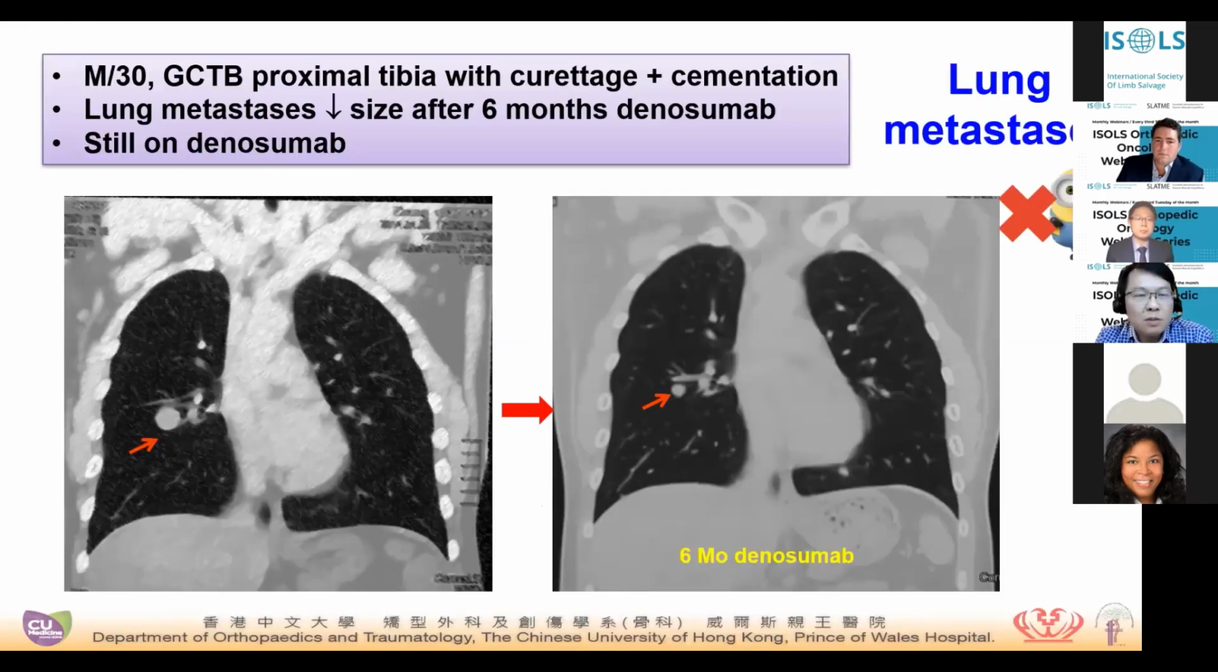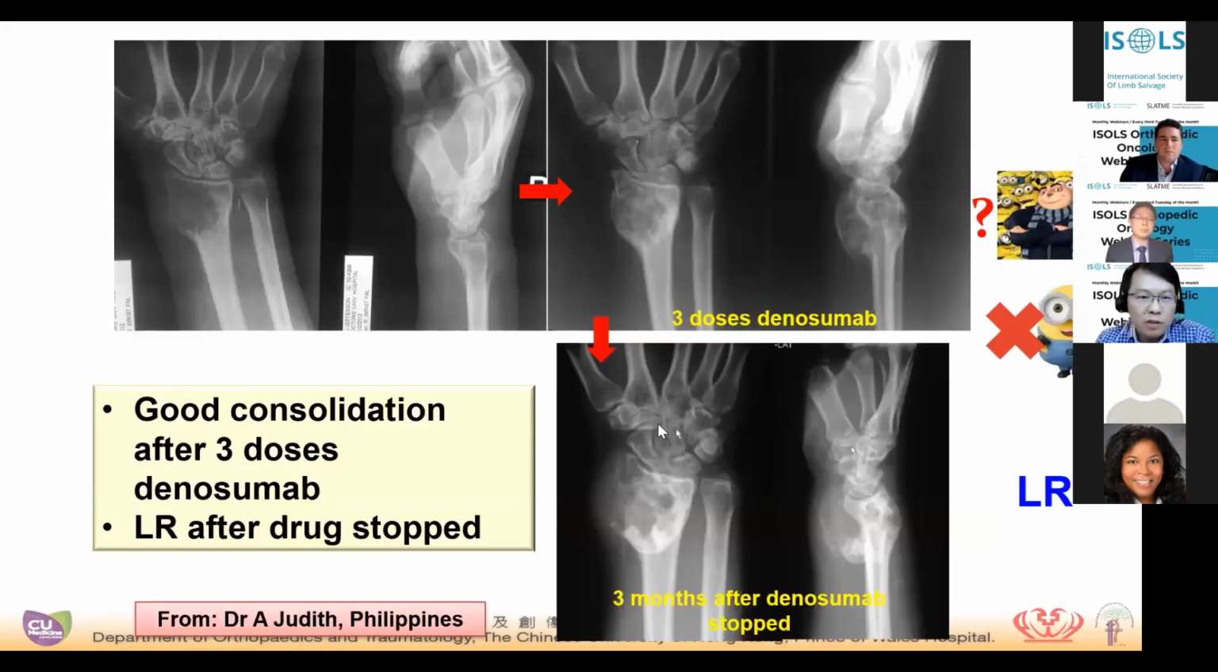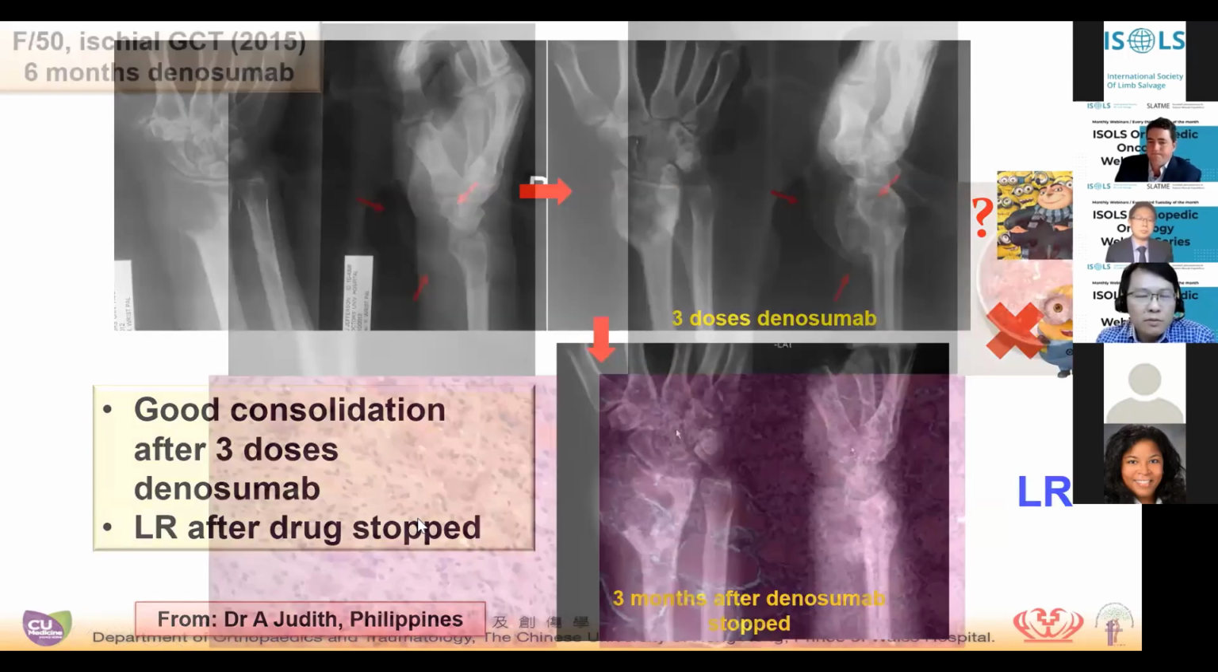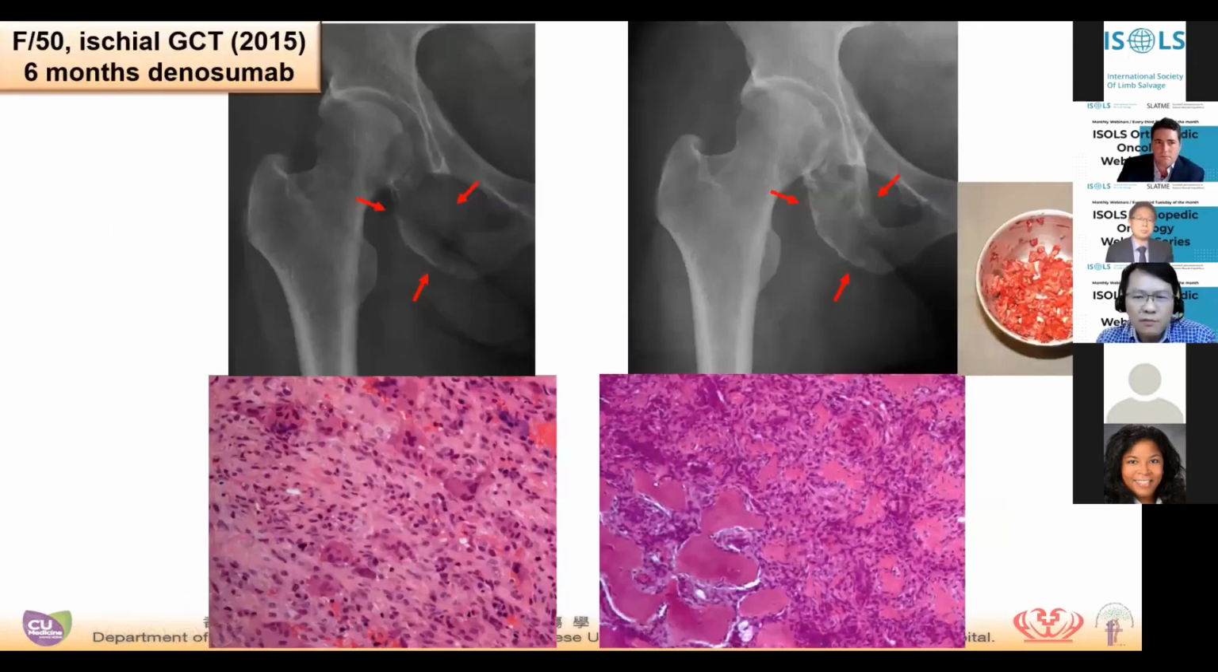For lung metastasis, because there's no anti-tumor effect, it acts mainly on the osteoclastic activities. So it could show control of the lung metastasis, but you need to remove all the stromal cells. You still need a resection if it's still resectable for lung mets. After 3 doses of conservative denosumab, after stopping for 3 months, it comes back. So one of the issues is that after denosumab, it's really difficult to curette.